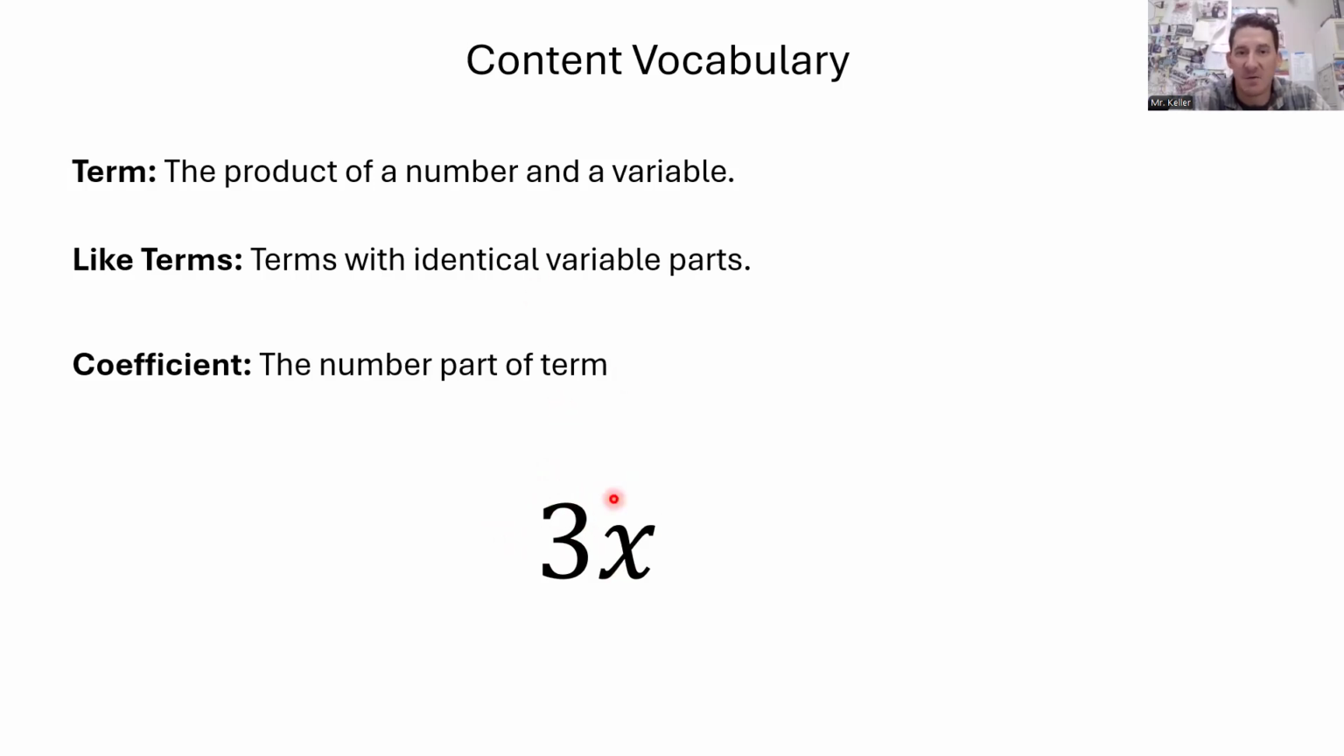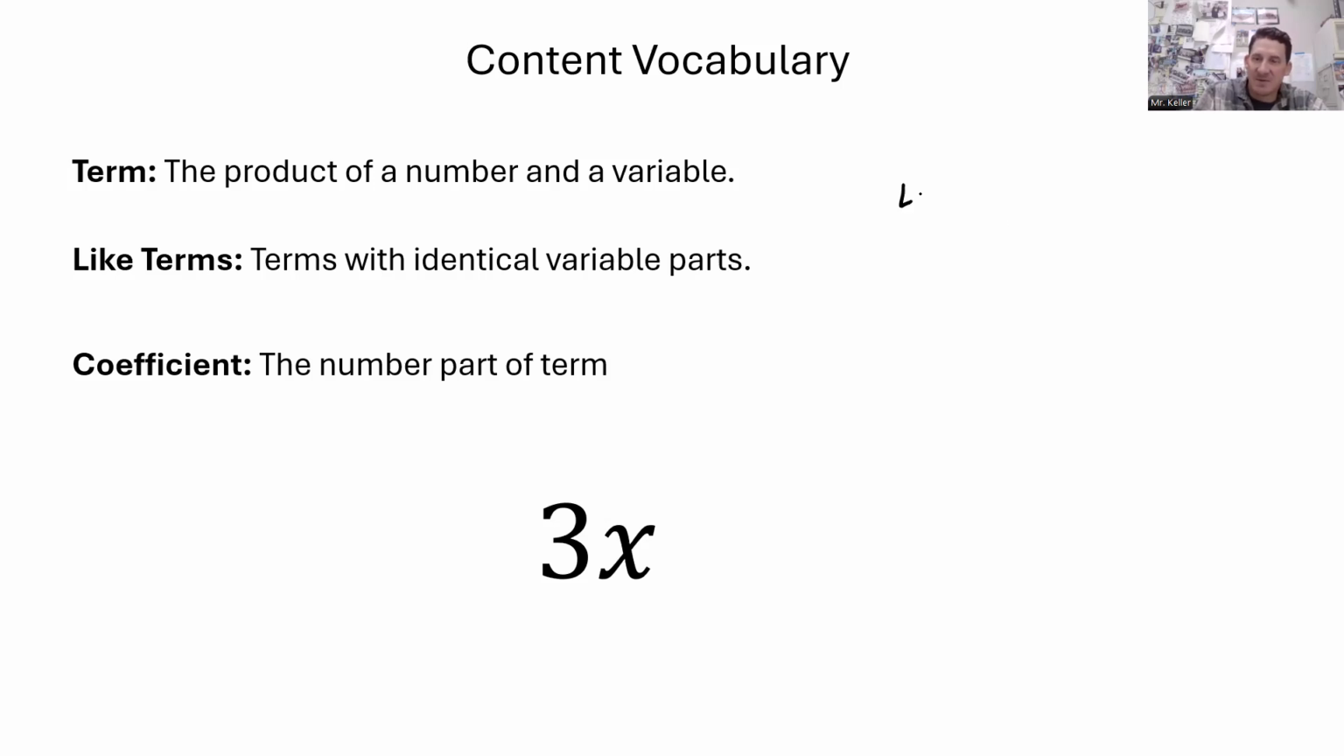Like terms have identical variable parts. So we already defined the variable. It's the letter, the symbol part of it. And then the coefficient is the number that is attached to it. All right. So like terms have identical variable parts. So 3x and 4x would be identical. But if it's different variables like an x and a y, maybe I should just write out some examples.